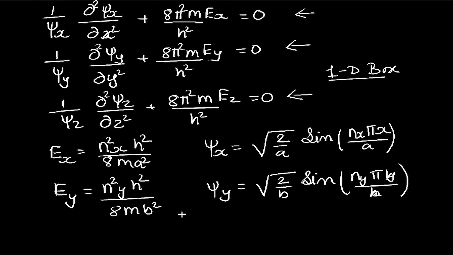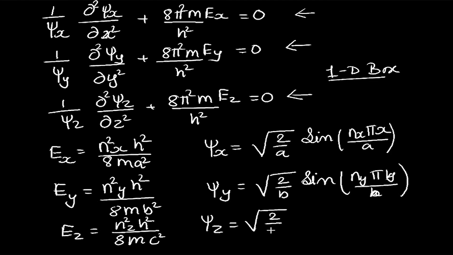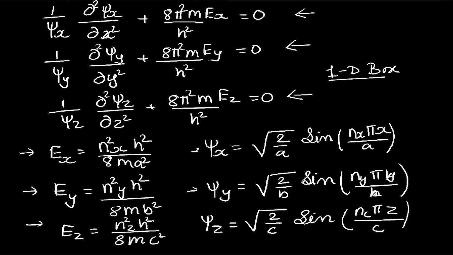by b. And similarly, the energy along the z-axis will be given as nz square h square upon 8m c square, and the wave function along the z-axis will be given as under root 2 by c sine nz pi z by c.